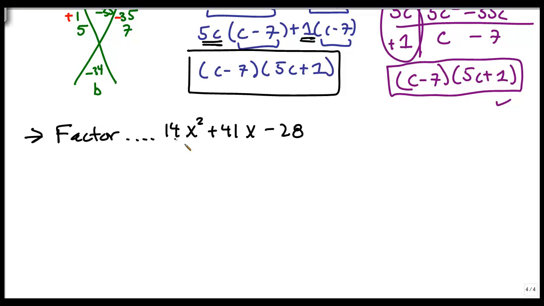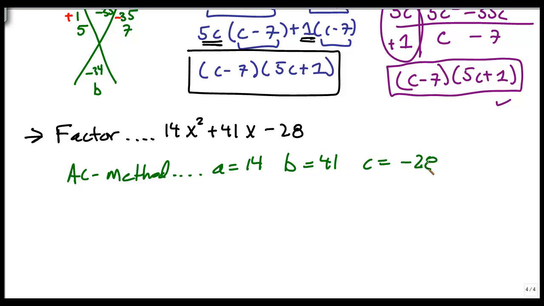So first of all, when I look at this, 14 and 41, they don't have a GCF. 14 and 28 do, but because the 14 and the 7 is not common to all of them, I can't pull out a GCF. But I should be thinking about GCFs when I'm doing some of these problems. We just haven't run into one yet that has that. So to get started, let's go ahead and go after that AC method. We're going to get some big numbers here, but don't be afraid. So we have A is 14, B is 41, C is negative 28.